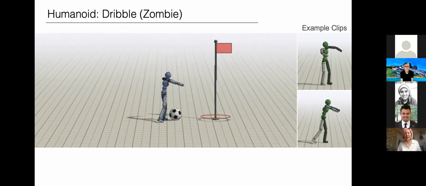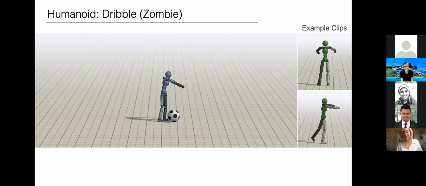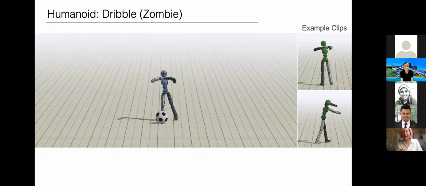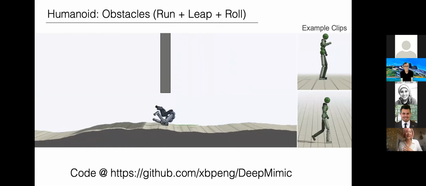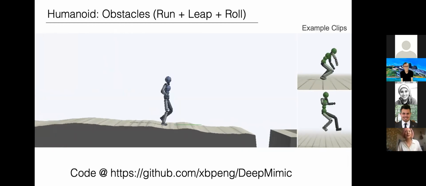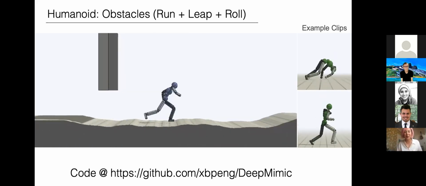The nuances of the impact of this is perhaps outside the scope of this work, but this really combines multiple skills like running and leaping and rolling, which are all in the data set. And we don't need an extra hierarchical controller to combine multiple skills in order to perform this.